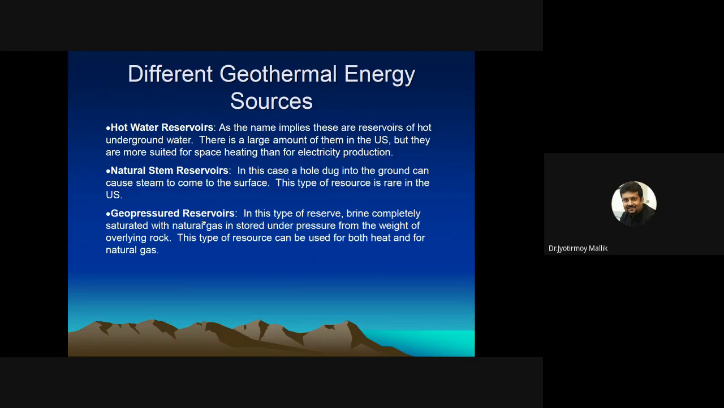Now geopressure reservoirs are generally the high pressure reservoirs or the overpressure reservoirs. We talked about overpressure reservoirs during the stress discussion. So these are the same overpressure reservoirs. In this type of reservoir, brine, which is salt saturated water, can be completely saturated with natural gas stored under pressure from the weight of the overlying rock. This type of resource can be used for both heat and for natural gas.